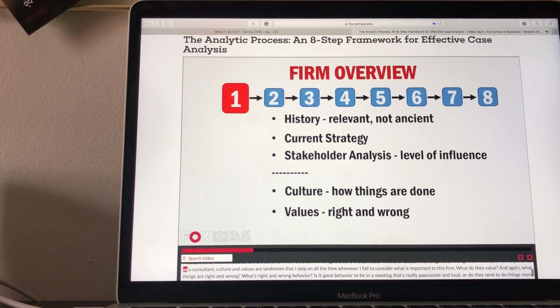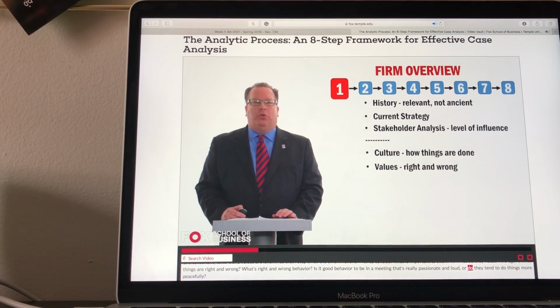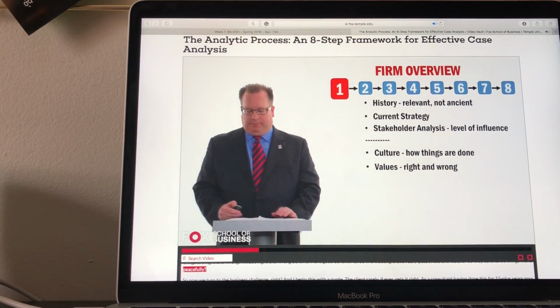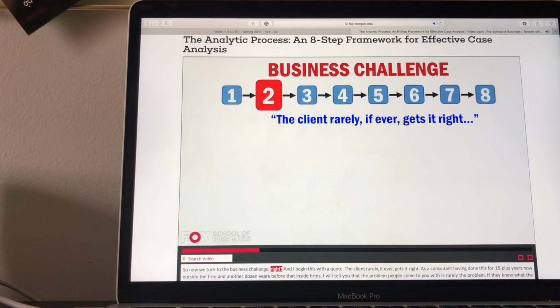And I'll tell you from experience as a consultant, culture and values are landmines that I step on all the time whenever I fail to consider, what is important to this firm, what do they value, and again, what things are right and wrong, what's right and wrong behavior. Is it good behavior to be in a meeting that's really passionate and loud, or do they tend to do things more peacefully? So now we turn to the business challenge, right?